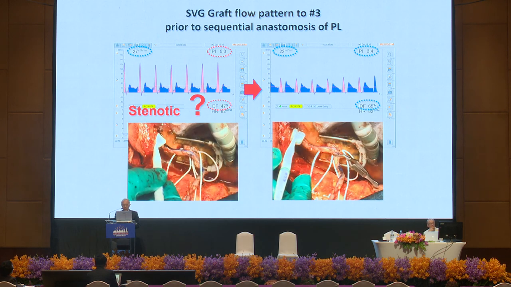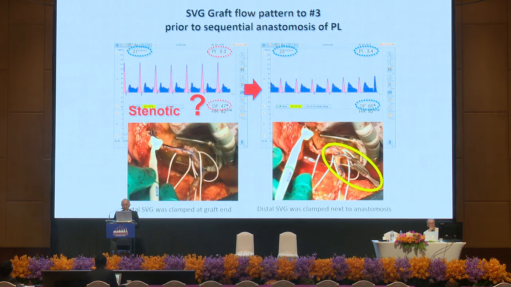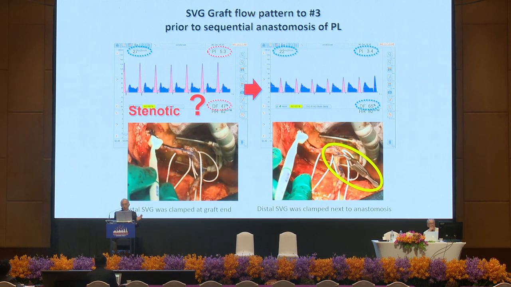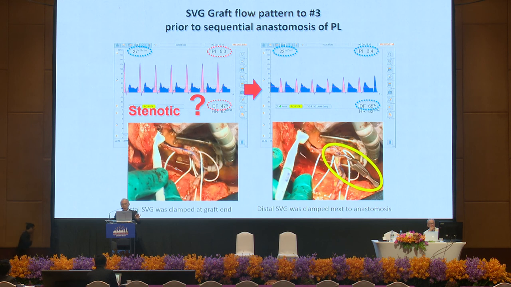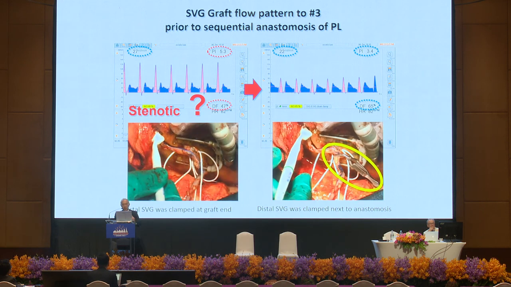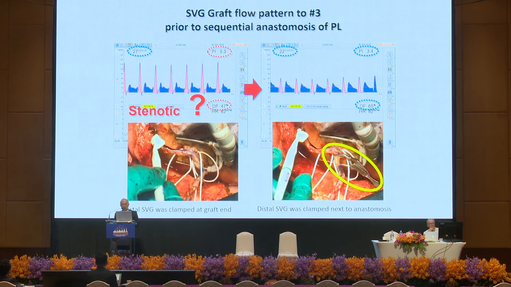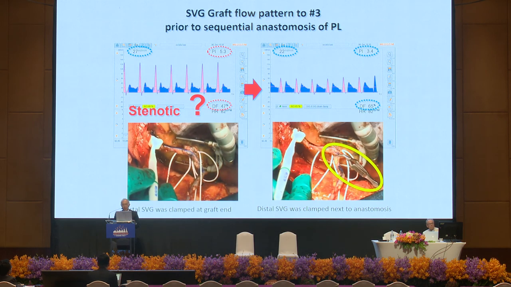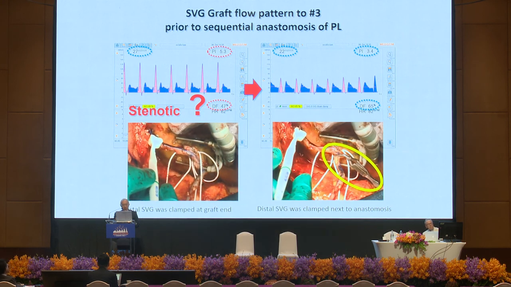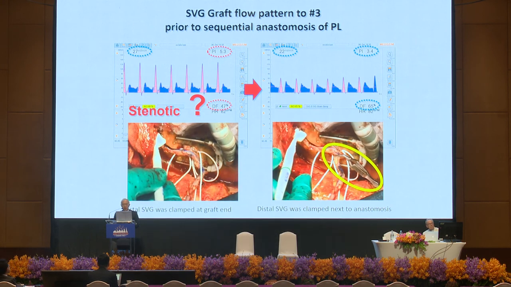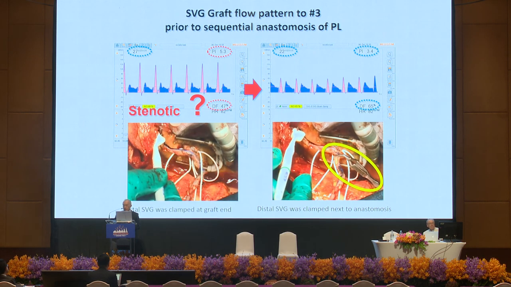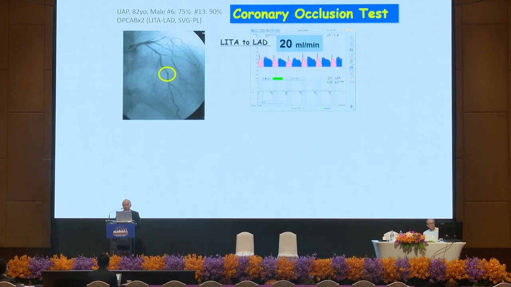What I had done was change the clamping portion of the saphenous vein graft. Because the left one, the distal part of the saphenous vein graft, became a kind of compliance chamber, it gave a slightly wrong number. But if you properly clamp just after the anastomosis, then you get a nice number. This is one of the tricks when you are measuring in this kind of situation.